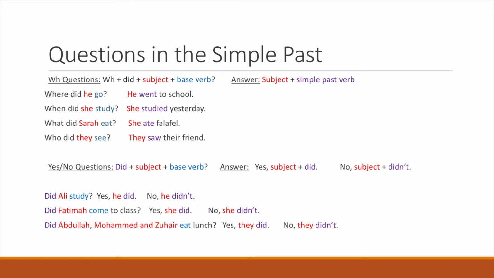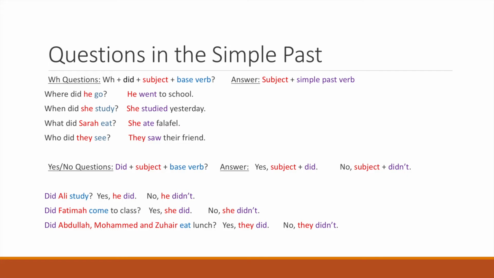Some examples. Where did he go? He went to school. When did she study? She studied yesterday. What did Sarah eat? She ate falafel. Who did they see? They saw their friend.